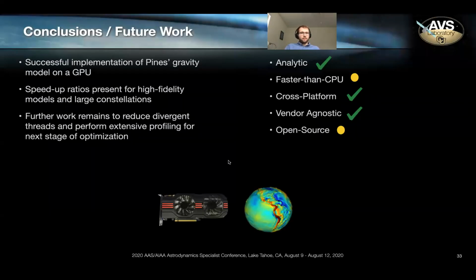So that's where we stand. Currently, we do have a Pines spherical harmonic gravity model that is outperforming the CPU in certain operational conditions on a GPU. And right now, it seems to work best for high fidelity models with large constellations. We're currently working to optimize this to work for constellations with fewer spacecraft or with lower model fidelities. But much of that work will likely have to wait until the coronavirus pandemic has settled and we have access to the equipment that will allow us to profile efficiently. But that being said, it can be done, and this is ongoing work, but early results are promising.